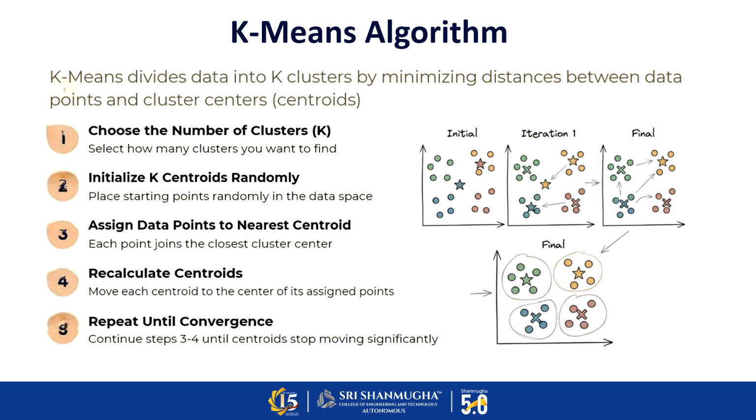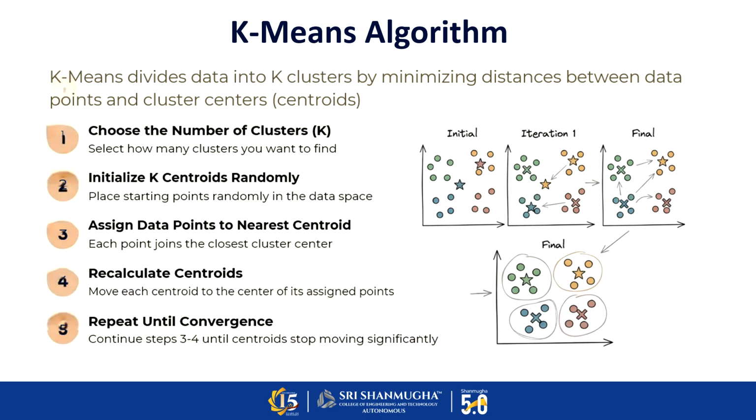First step is to choose the number of clusters. The user decides how many clusters to find. This is a critical decision. Too few clusters may overgeneralize, for example, grouping very different people together. Too many clusters may oversegment, every person in their own group. Okay, so use domain knowledge or the elbow method to choose K wisely. This is the first step. What is step 2?